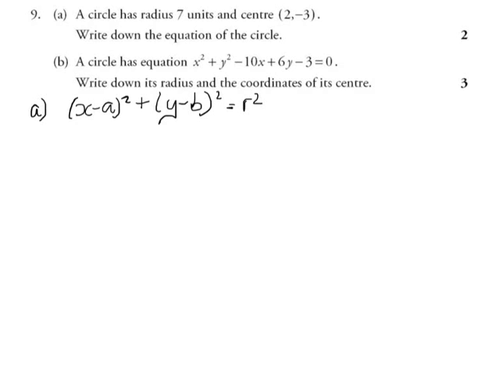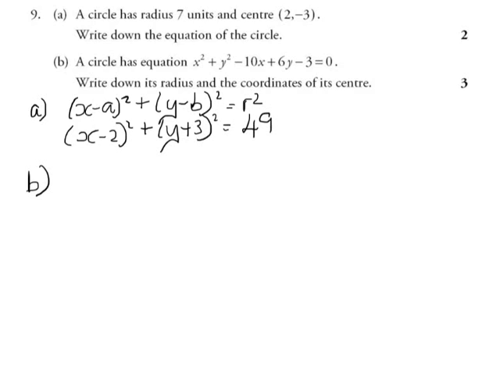Remember, this formula is on the front of your sheet, you're not expected to memorise it. The a and b are your x and y coordinates of the centre, and your r is your radius. So we're simply going to substitute in x minus 2 squared plus y plus 3 squared equals 49.